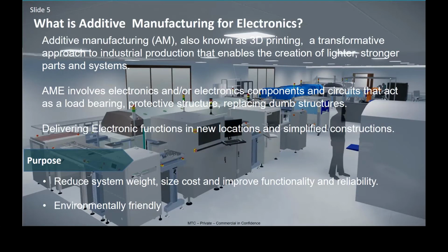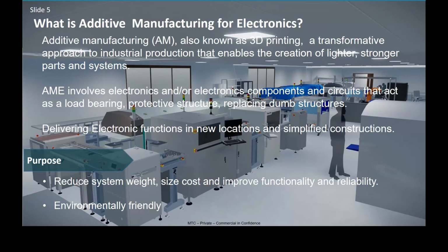So today's main objective is to embrace the vision by sharing some of the advances in additive manufacturing for electronics. Now, I would like to take a step back and talk about what additive manufacturing for electronics is. Additive manufacturing, also known as 3D printing, is a transformative approach to industrial production that enables the creation of lighter, stronger parts and systems.